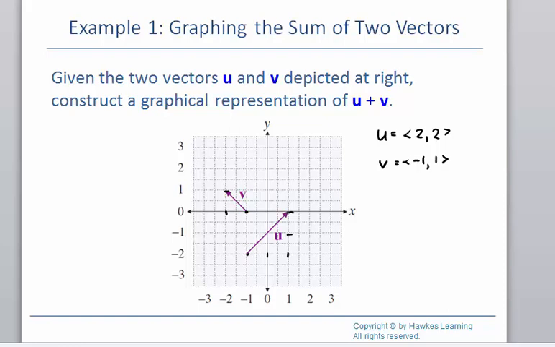Okay, so now that we have that done, we are going to add our two vectors together. Now, when we add the vectors together, we're essentially adding like components. So we're going to add the two horizontal components together, the 2 and the negative 1. Adding that together gives me 1. And add the two vertical components together. 2 plus 1 makes 3. And so this is the component representation of our answer. And now we simply need to draw that answer.